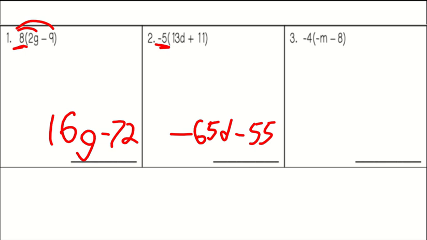All right, number 3. Shane? 4m plus 32 is correct. You got negative 4, so when it gets multiplied by negative m, that makes it a positive 4m. Negative 4 times the minus 8 makes it a positive 32. So we got 4m plus 32.